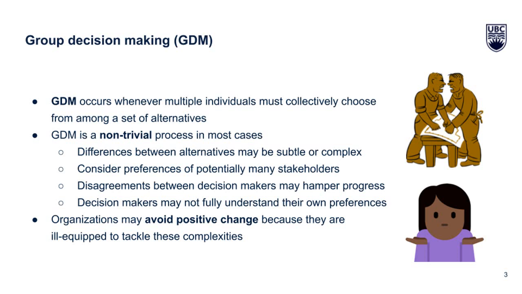Group decision scenarios occur whenever multiple individuals must collectively choose from among a set of alternatives. They are ubiquitous in society in groups ranging from families to international corporations and governments. GDM is often non-trivial as the alternatives being considered may vary in subtle or complex ways. As the number of stakeholders increases, so does the likelihood of disagreements that could hamper progress toward consensus. Furthermore, decision-makers may not fully understand their own preferences, let alone those of other stakeholders. Organizations may elect to remain with the status quo in order to avoid addressing these complexities, stifling positive change.